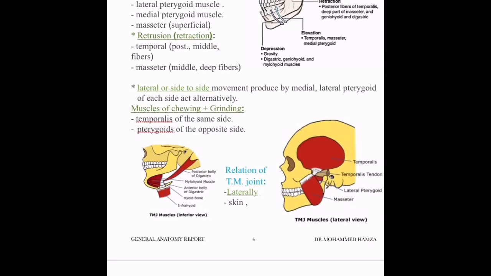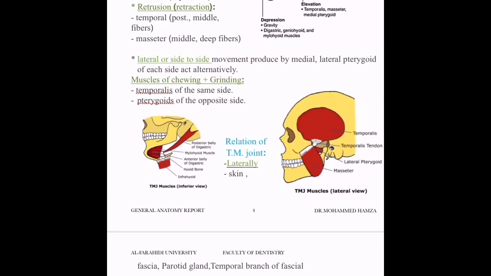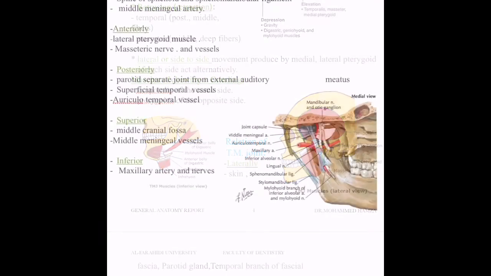And the protrusion, which is protraction of the chin, involves the lateral pterygoid muscle, the medial pterygoid muscle also, and the superficial masseter, and that is the protrusion. We have also the retrusion, which is the retraction of the jaw. We have the temporalis muscle, and we have also the masseter.